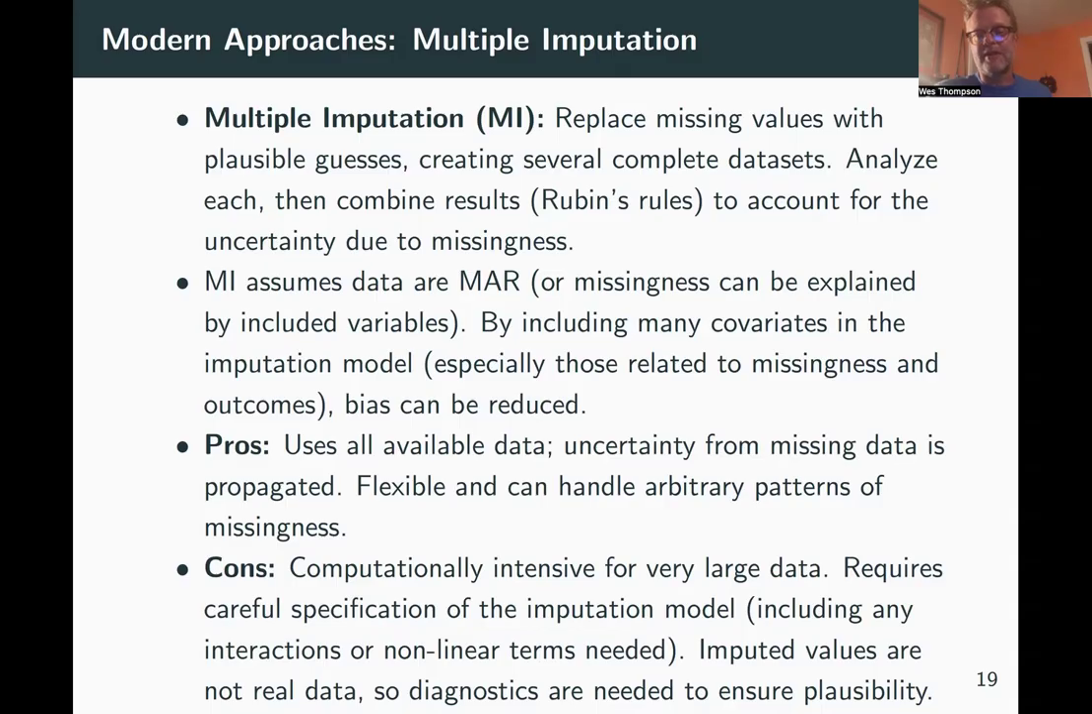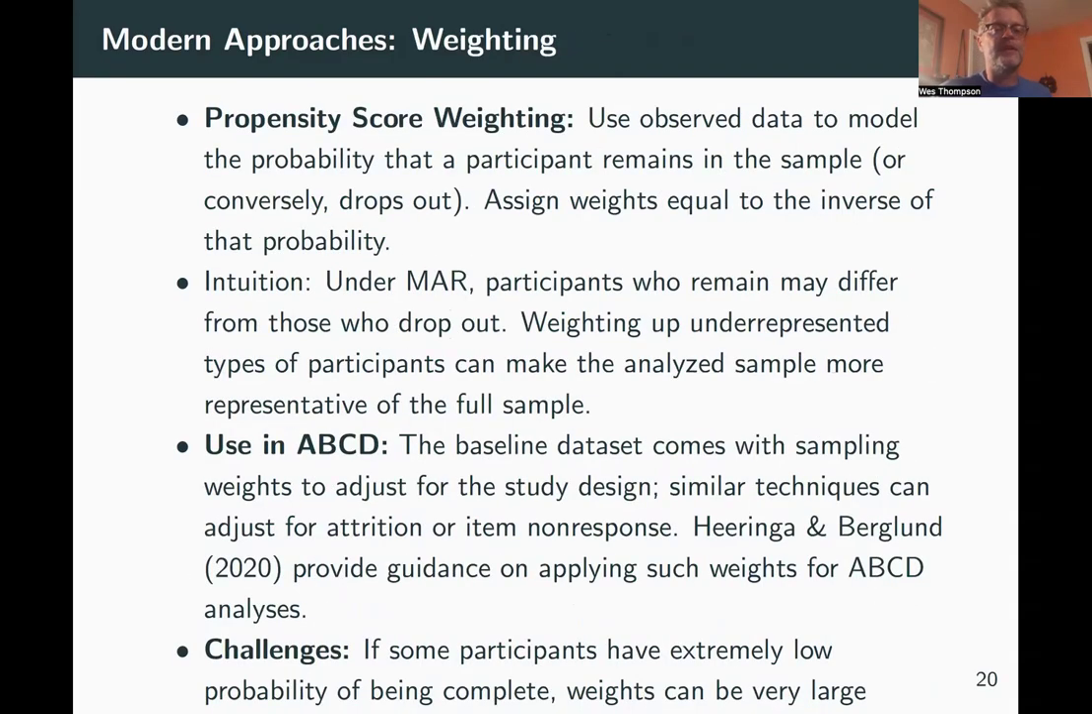So you need to be careful about the imputation model that you use. Another approach to missing data is propensity score weighting, and this basically uses the observed data to compute the probability that a participant remains in the sample, or that they drop out, or that they have a missing visit or missing values for a specific measure.